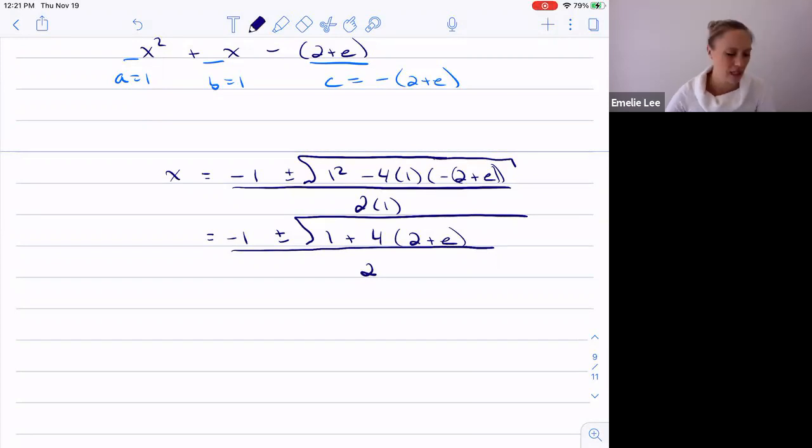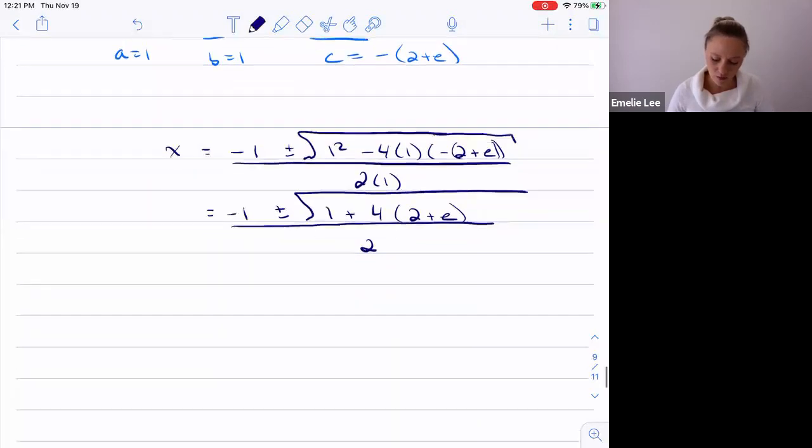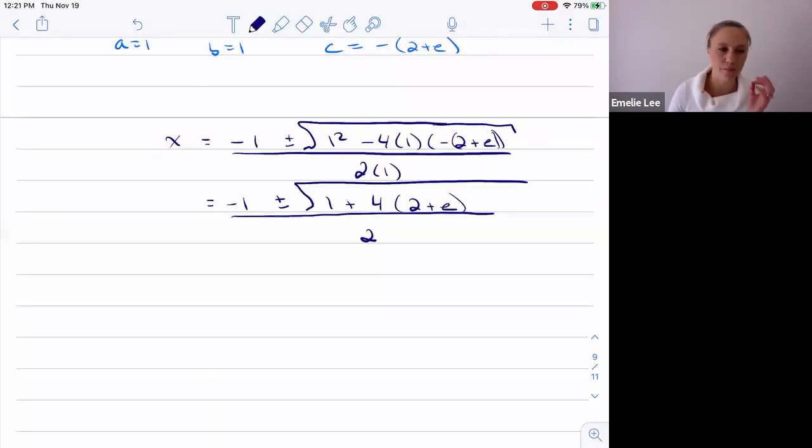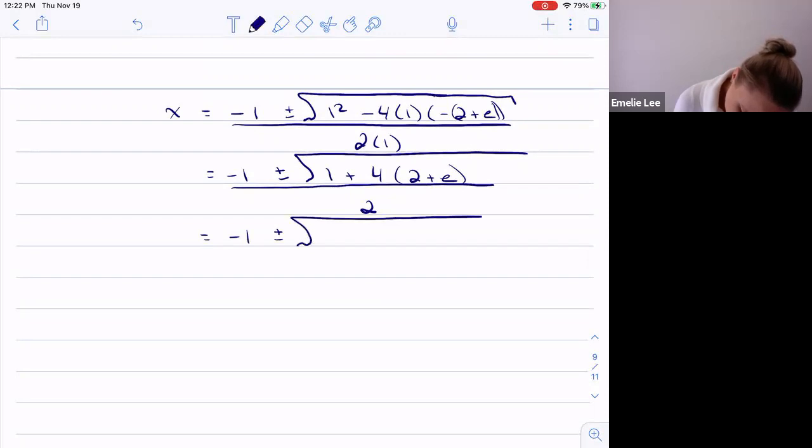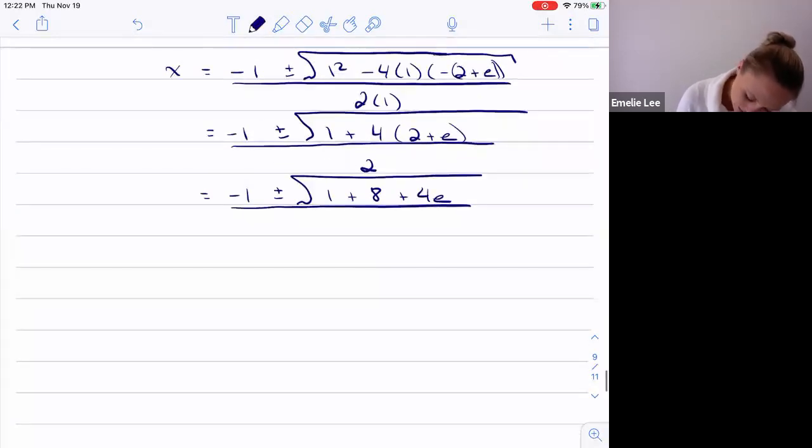I don't think I did this question before, so that's why I don't remember it, I'm hoping. Anyways, we'll see. All right. So 1 plus 4 times 2 plus e. Okay, hopefully I can get something out of this. If I expand it, negative 1 plus or minus the square root of 1 plus 8 plus 4e, divided by 2.